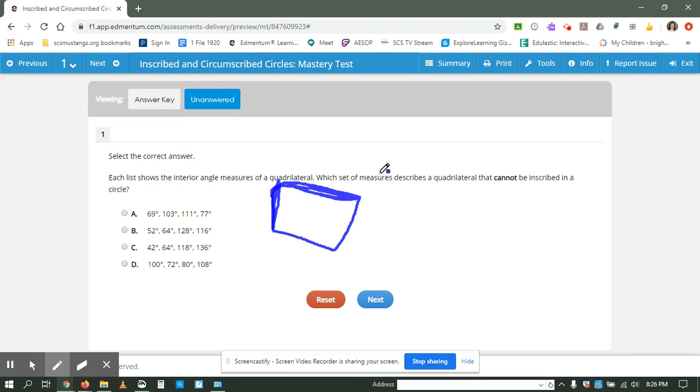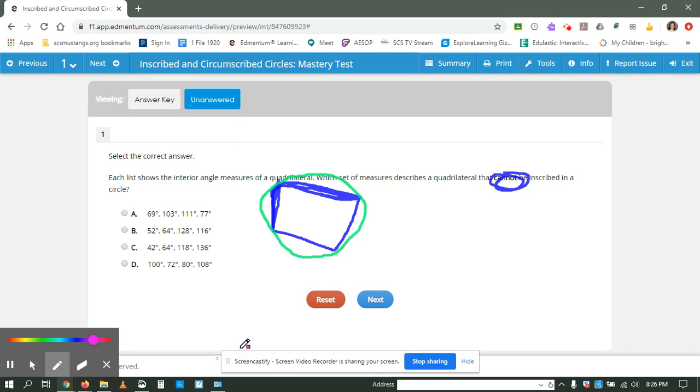It says, which set of measures describes a quadrilateral that cannot be inscribed inside of a circle? So remember, inscribed inside a circle is a quadrilateral that's been written inside the circle. So we are going to pretend that this is a nice pretty circle, just like you've been pretending that that's a nice quadrilateral. So we had a rule for our quadrilaterals.